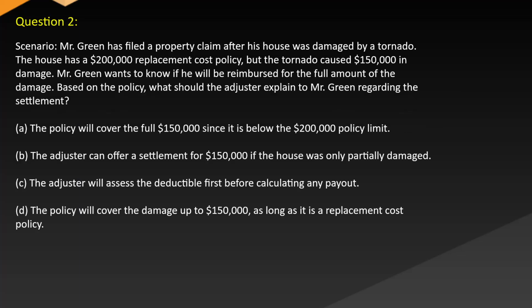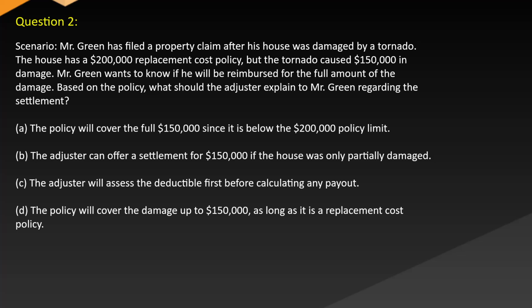Question 2. Scenario. Mr. Green has filed a property claim after his house was damaged by a tornado. The house has a $200,000 replacement cost policy, but the tornado caused $150,000 in damage. Mr. Green wants to know if he will be reimbursed for the full amount of the damage. Based on the policy, what should the adjuster explain to Mr. Green regarding the settlement?